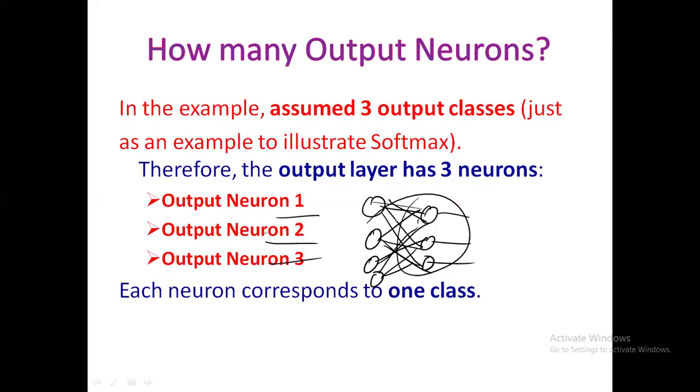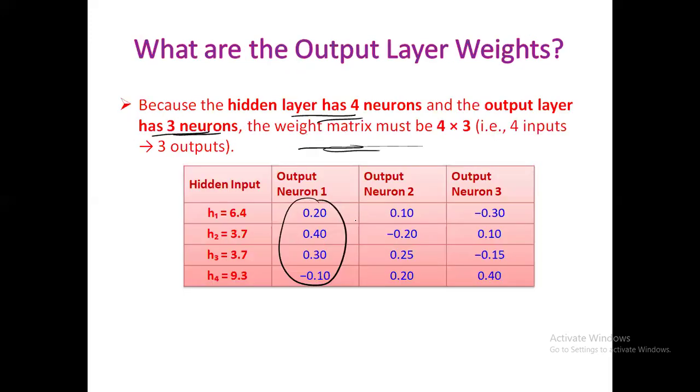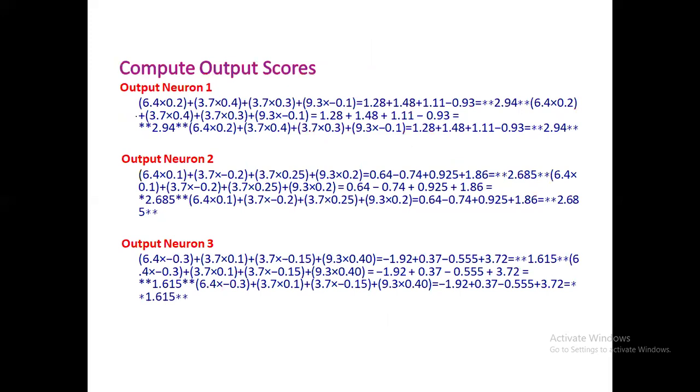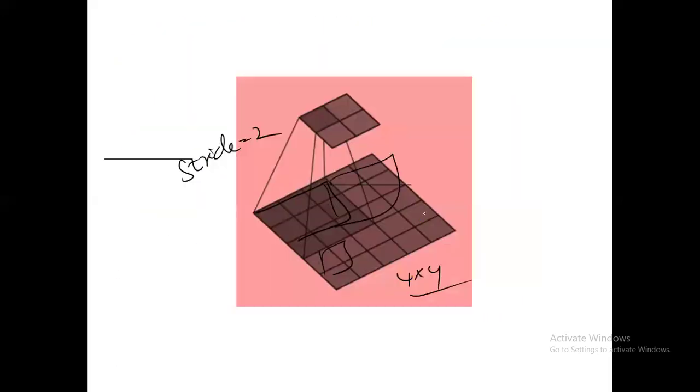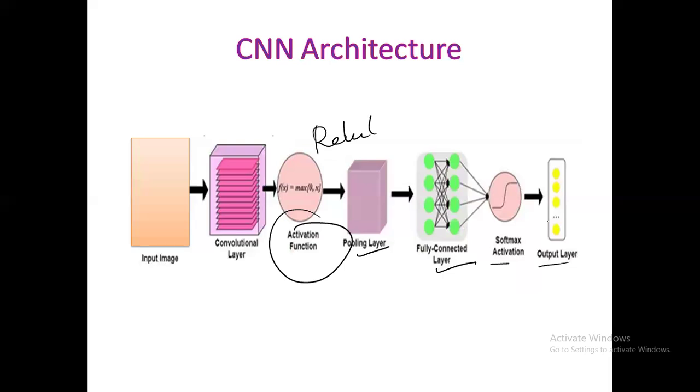Okay, so four output here. This should be connected with the four values we need. Everything we did in the previous step, we have to calculate. 6.4 into 0.2 plus 3.7 into 0.4 plus 3.7 into, like that we have to multiply. See, all the values I have multiplied, got 2.94, 2.68, and 1.615. Three neuron output. But now the final step, after calculating the value, we have to apply the activation function.